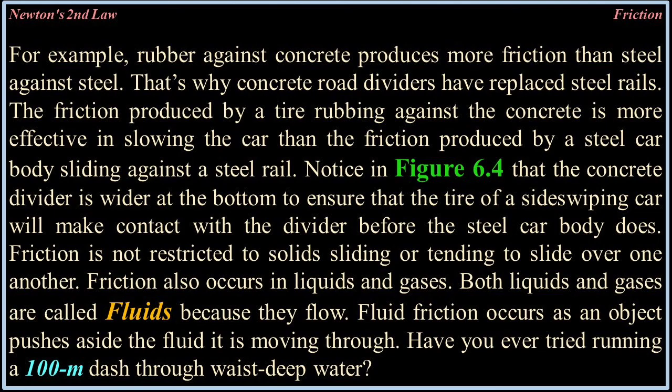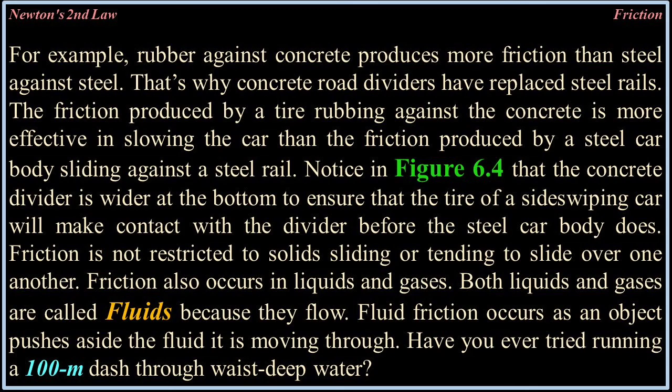For example, rubber against concrete produces more friction than steel against steel. That's why concrete road dividers have replaced steel rails. The friction produced by a tire against the concrete is more effective in slowing the car down than friction produced by a steel car body sliding against a steel rail. Notice in figure 6.4 that the concrete divider is wider at the base to ensure that the tires of the side-swiping car will make contact with the divider before the steel body does.